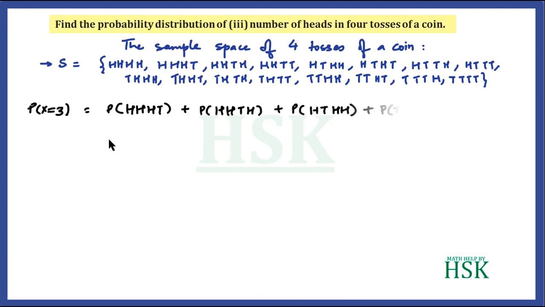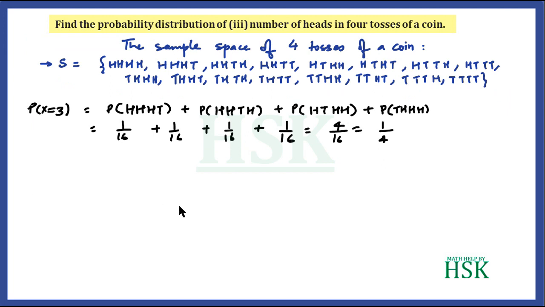Moving further, probability of x is equal to 3, that is head is going to be obtained 3 times, would be equal to these outcomes. Okay, and this would be equal to 1 by 16 plus 1 by 16 plus 1 by 16, 4 times, and this would be equal to 4 by 16 or 1 by 4. And probability of x is equal to 4, that is head is obtained 4 times, would be only this outcome, probability that head is obtained 4 times, and this would be equal to 1 by 16.